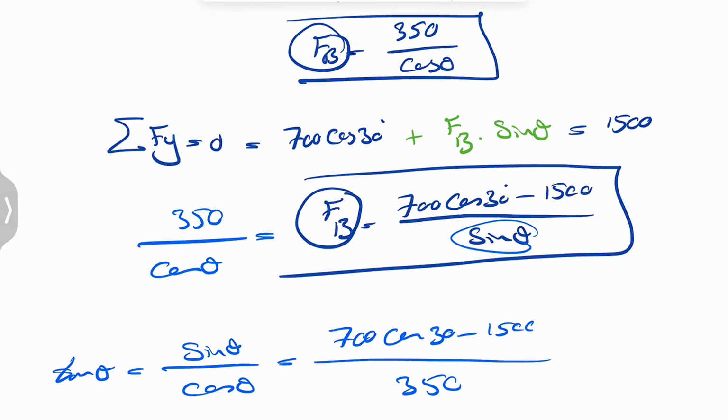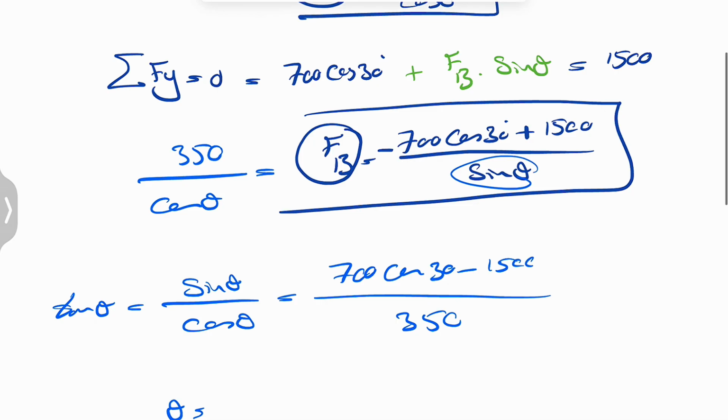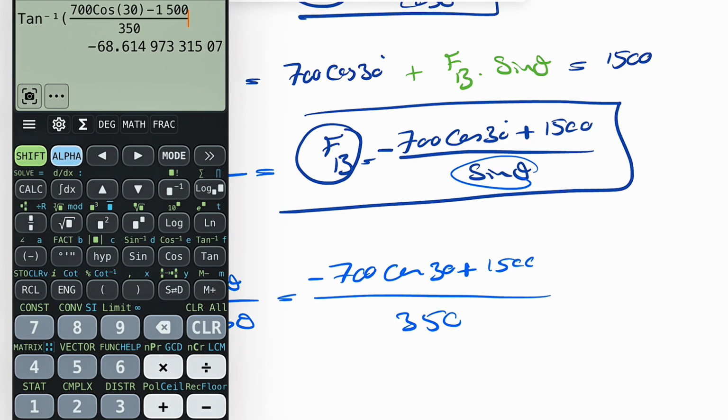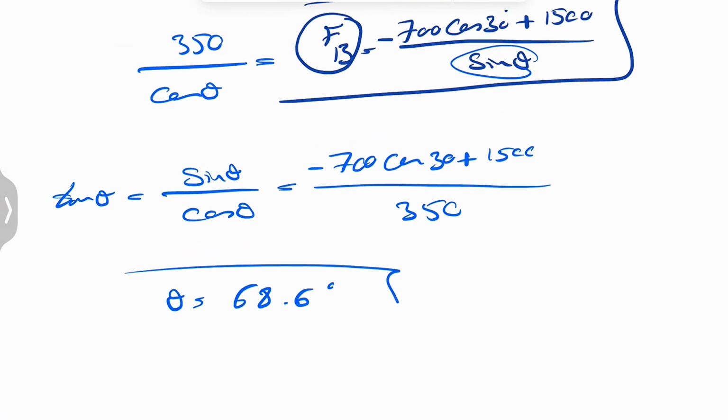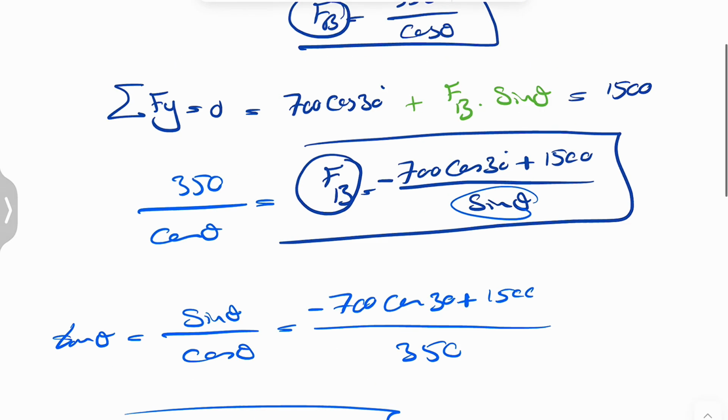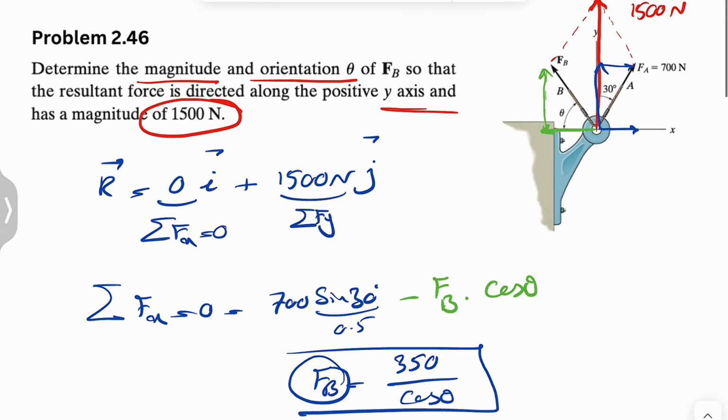The negative sign is there because this one is negative and this one is positive. I made a mistake, so here also it's negative over positive, and we're just going to get the positive value in here. So the angle will be 68.6 degrees. That's the orientation that the question is asking for in the first part.